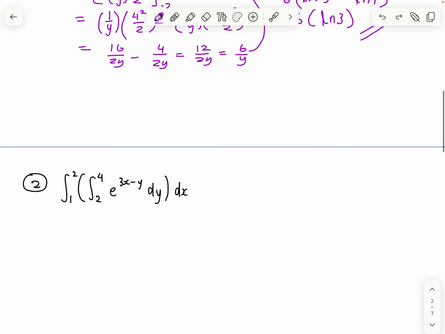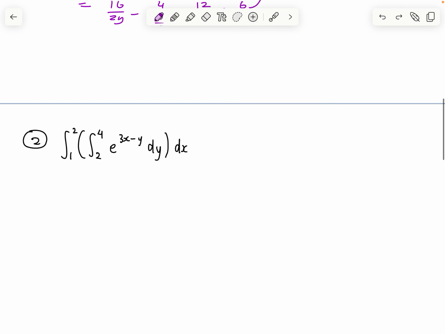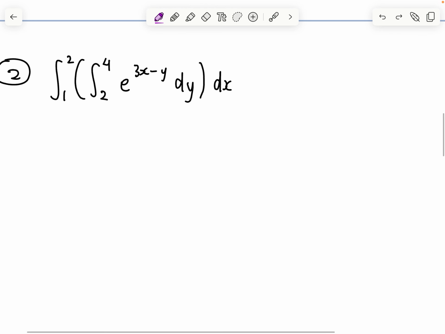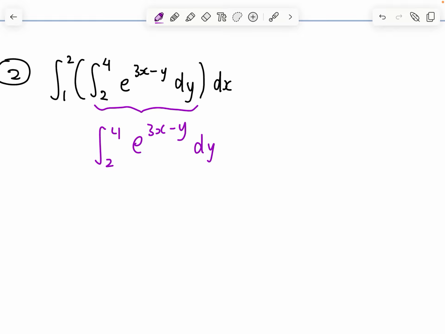Now let's apply the same idea to a different problem. This time we're trying to integrate with respect to y first. So first we have the dy. So let's try that. If I were to do this integral, I would want to first focus on the inside integral first. So we have e to the power of 3x minus y dy.